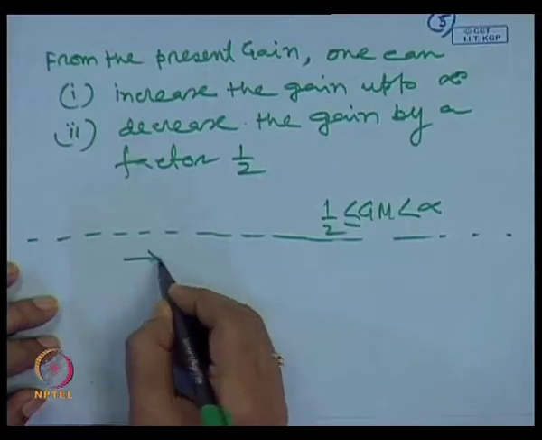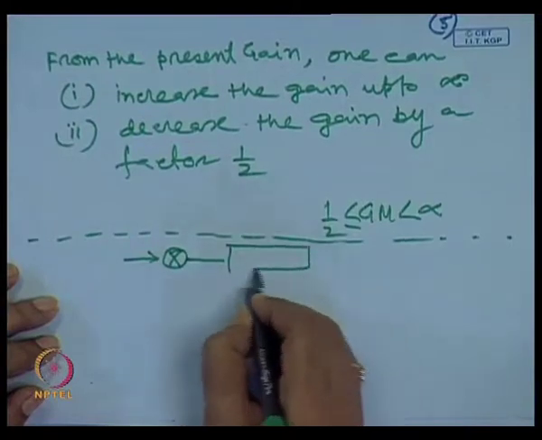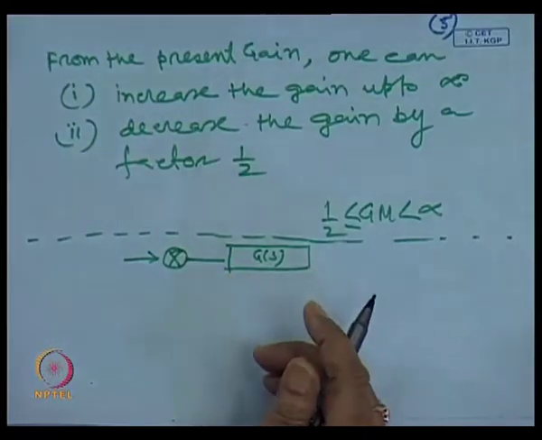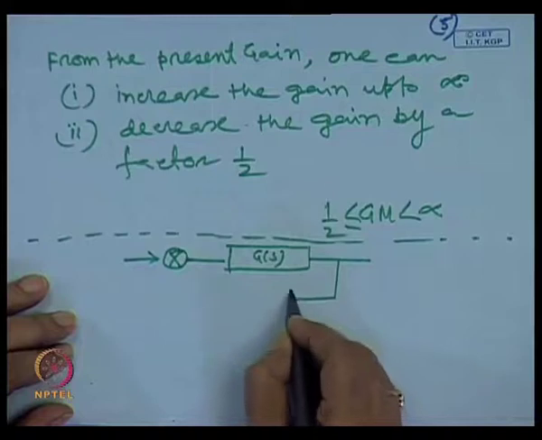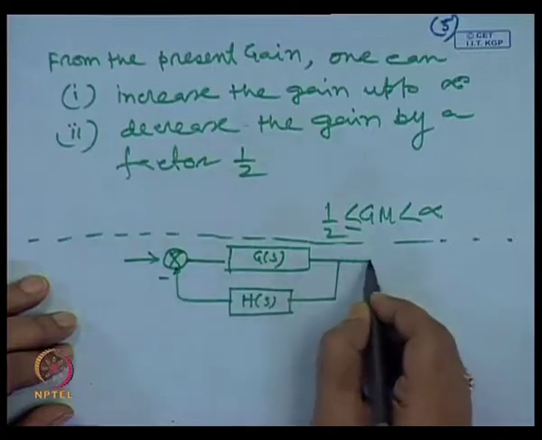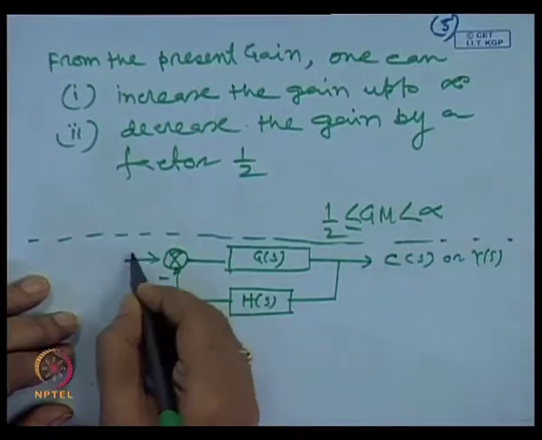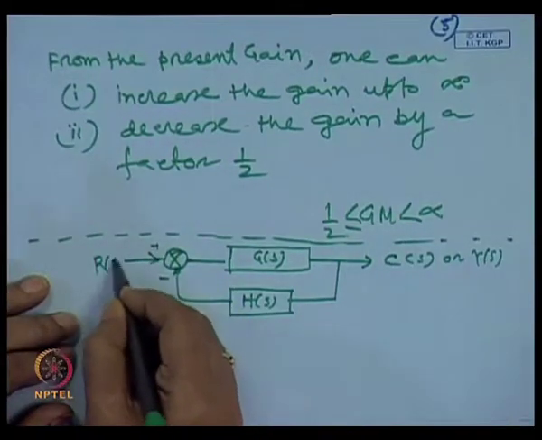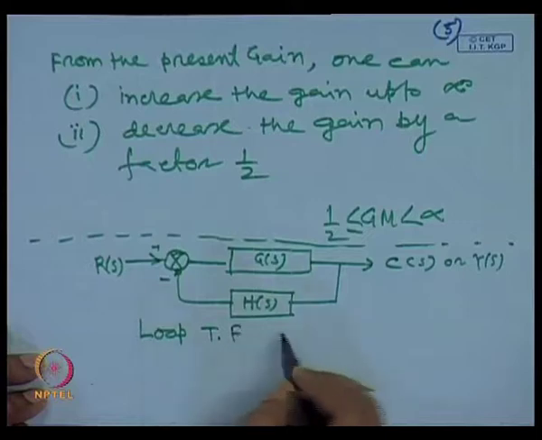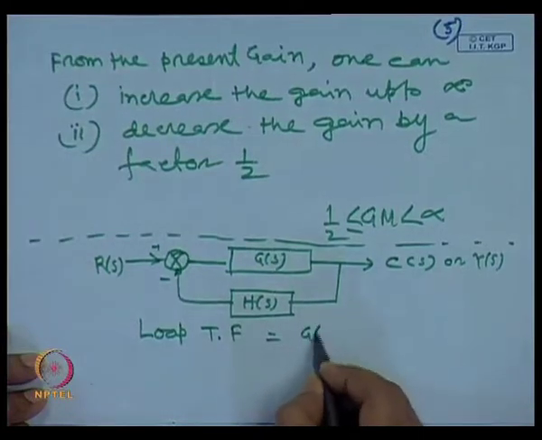So, let us call we have a closed loop system like this. Our G(s) is this one, and our H(s) is the feedback path transfer function. This is our C(s) or Y(s), people are also writing Y(s), and this is our R(s). So, our loop transfer function is what? You just complete the loop, and the transfer function you get is the loop transfer function G(s)H(s).